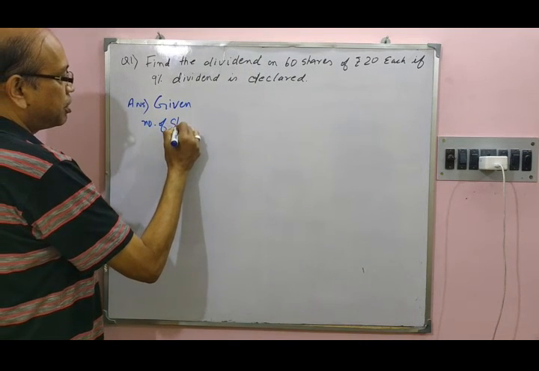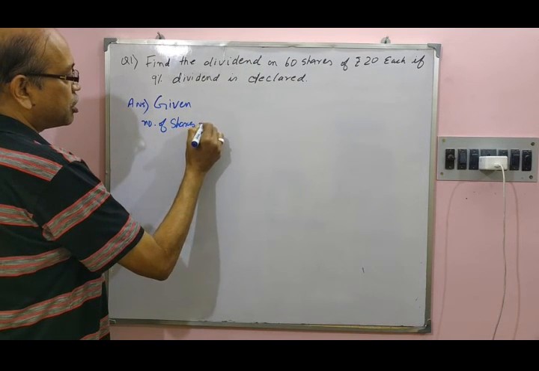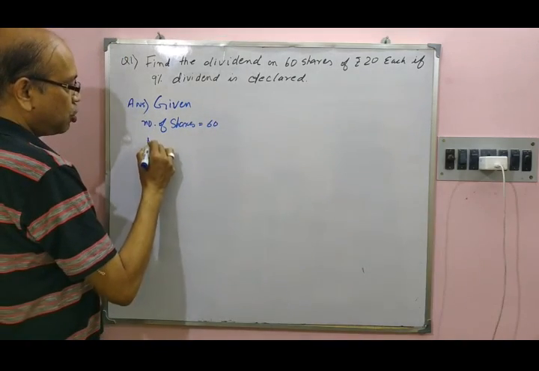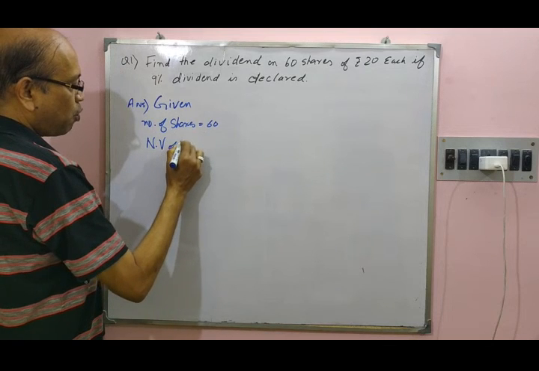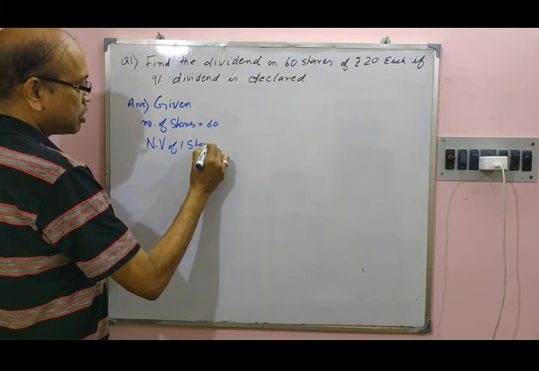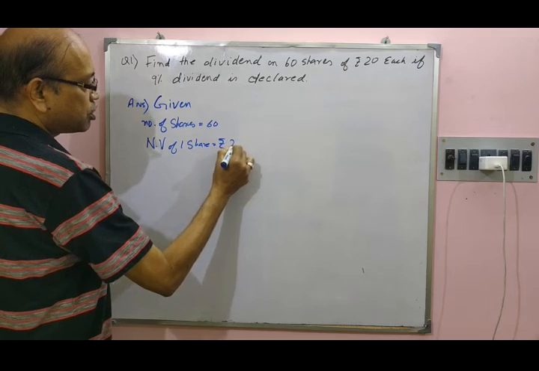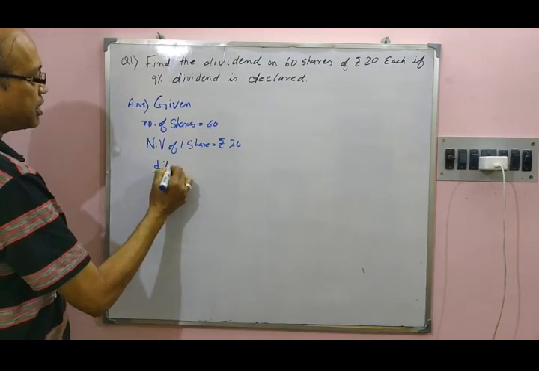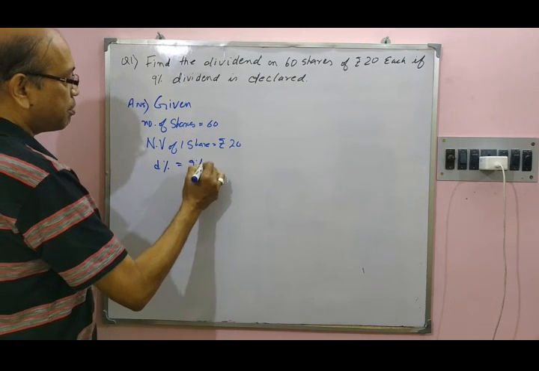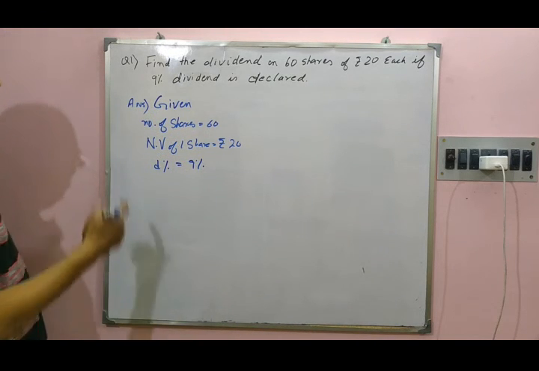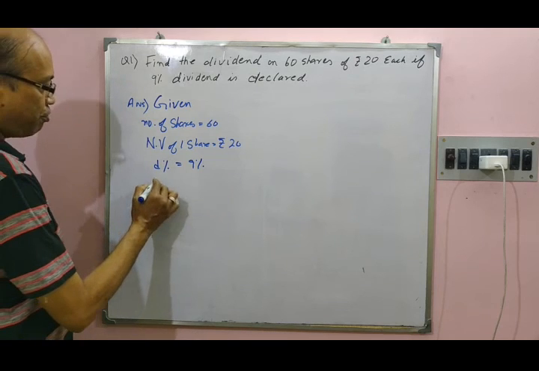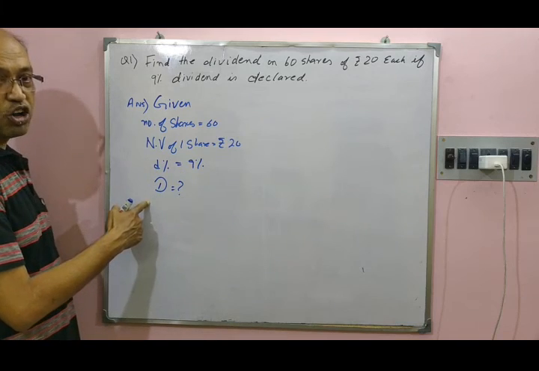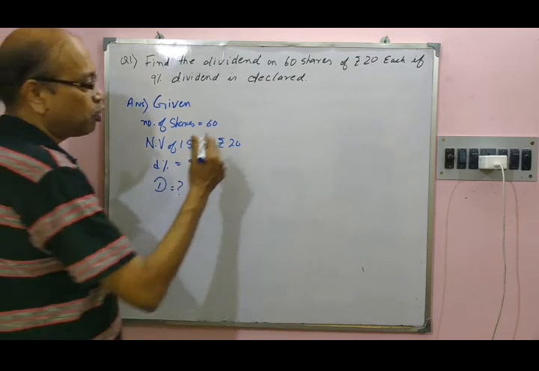Number of shares is 60. What is rupees 20? It is the nominal value of one share, rupees 20, and D percent is 9%. And what we have to find out? We have to find out D, dividend or annual income.